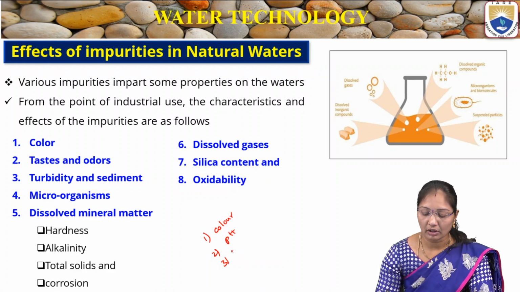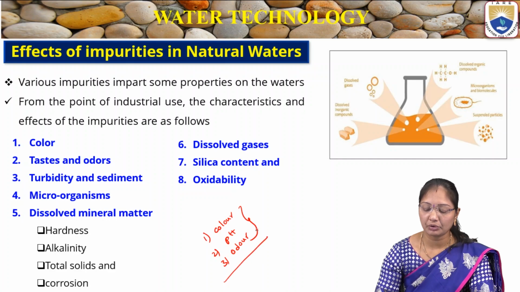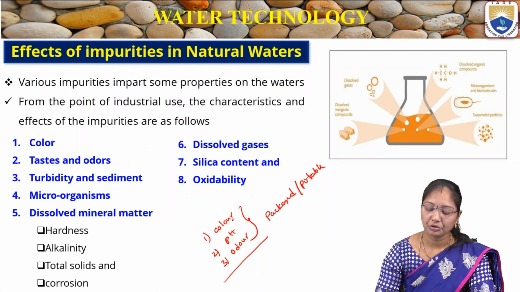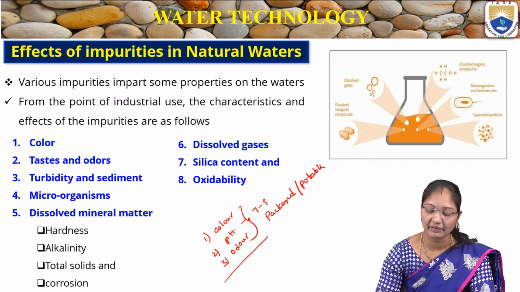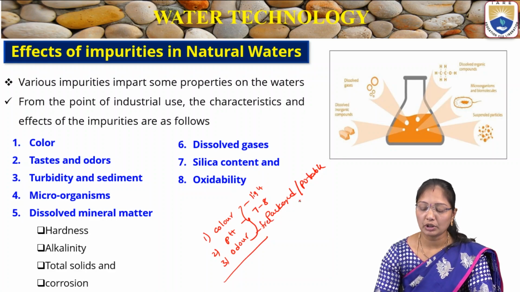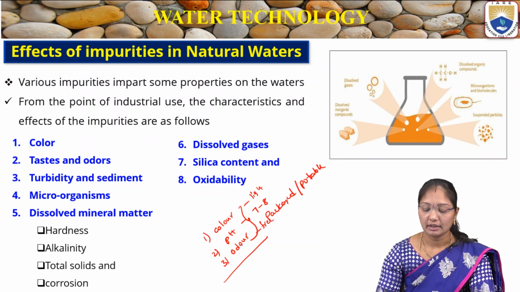It should be color, odor. If we are going for packaged or potable water, one should satisfy all the criteria. Like the pH should be around 7 to 8, the color should be light, and it should be odor free. For potable and drinking water, the water should follow all these criteria.